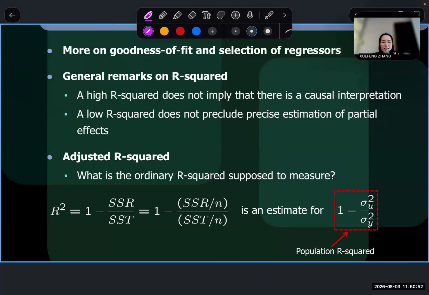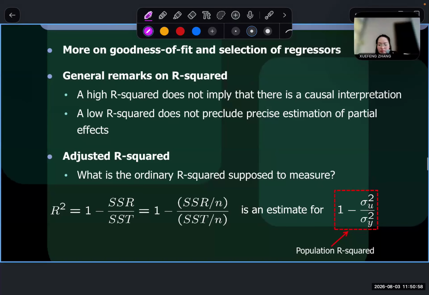New section, okay? Let's take a closer look at R squared. Remember, we use R squared to measure the goodness of fit, right? Okay, so here are two key warnings.